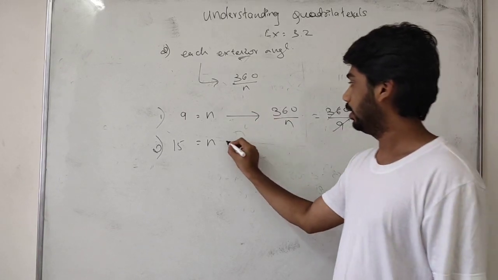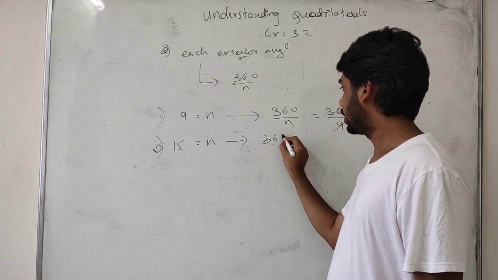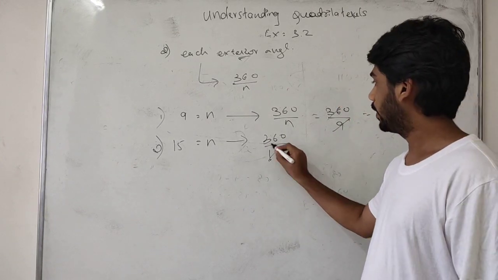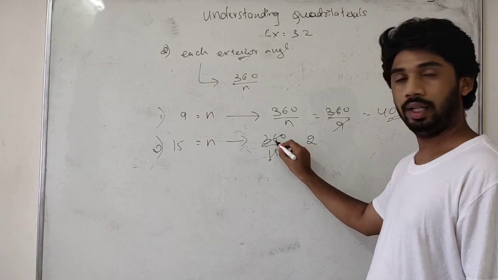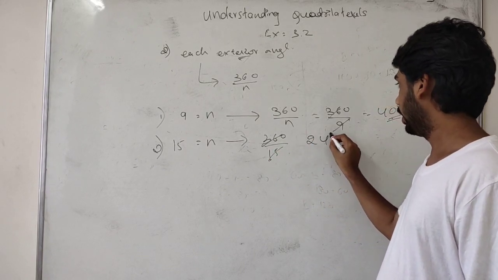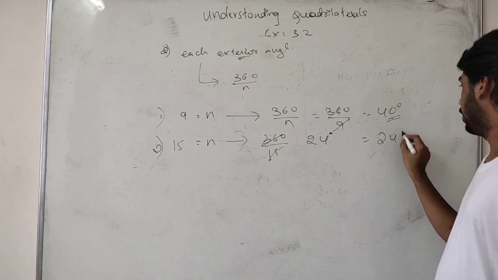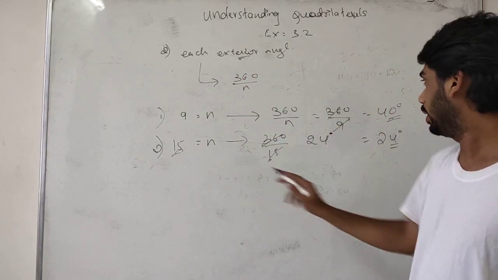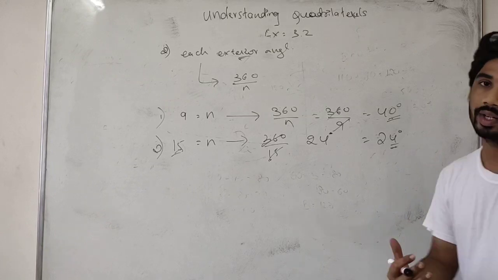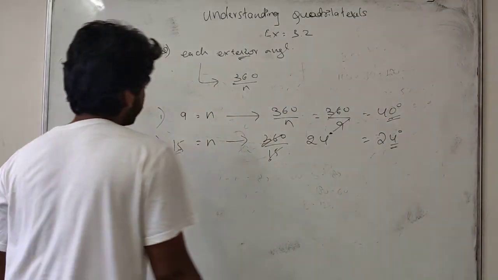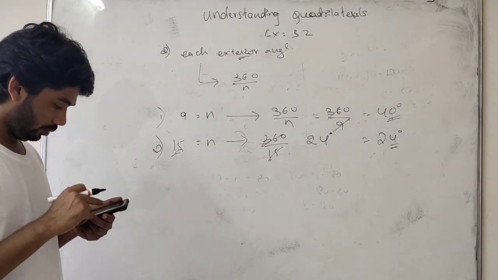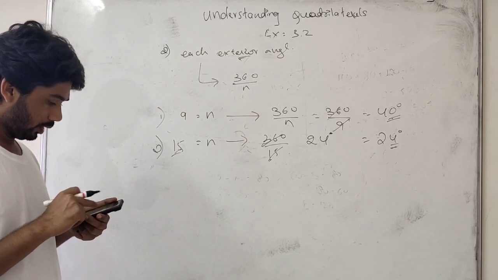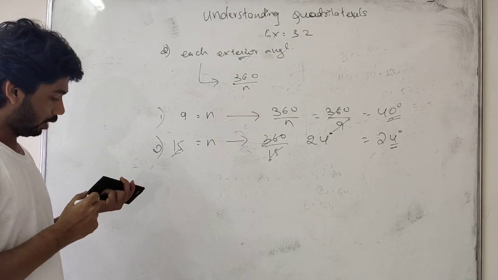Okay, next one: 360 divided by 15. Okay students. 15 times 2 is 30, and 6 more is 24. So for 15 sides, each external angle will be 24 degrees. Okay, students, it is very easy. Students, note it down and go to the next one.